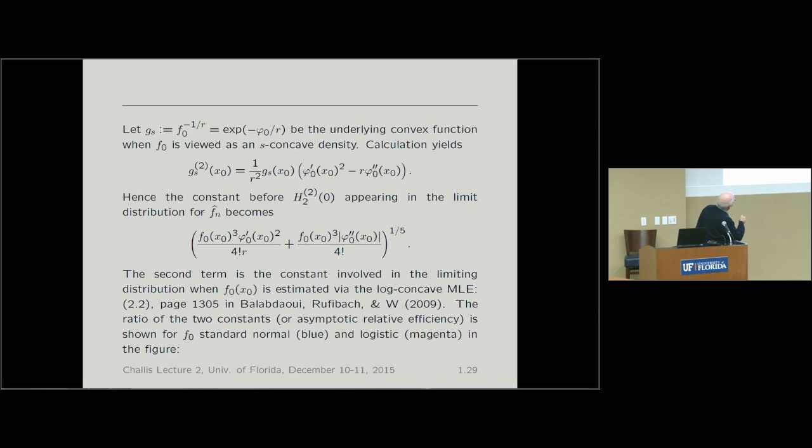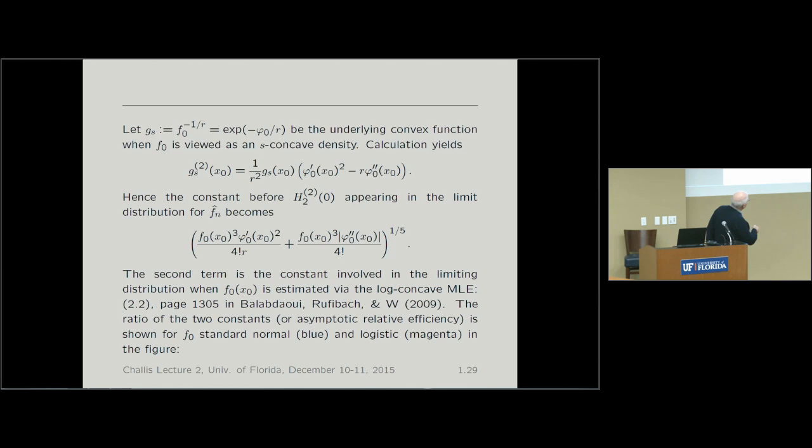the g corresponding to the s-concave is related. Take 2 derivatives. It's related to the phi 0 that's true this way. And so the constant before this guy appearing in the limit becomes this. Well, that's just algebra and working with these constants that appear in these two limit distributions. And I didn't write down separately what appears for log-concave, but there it is. That is it by itself. And so this is the penalty term for assuming s-concave when I really had log-concave. And so the second term is the constant involved in the limiting distribution when f0 is estimated via the log-concave MLE. That's in this paper in 2009.